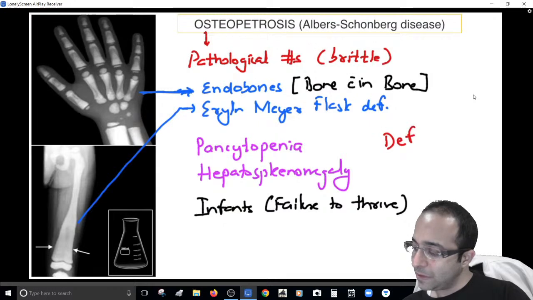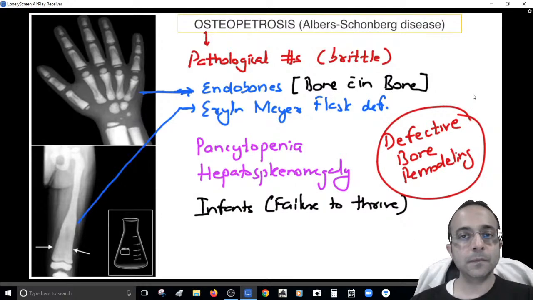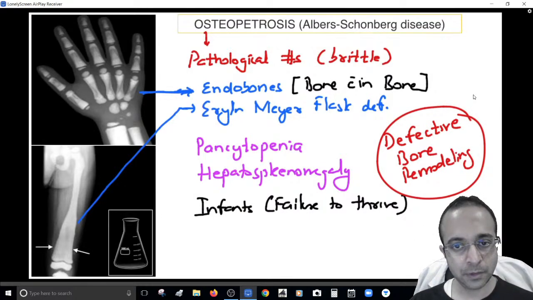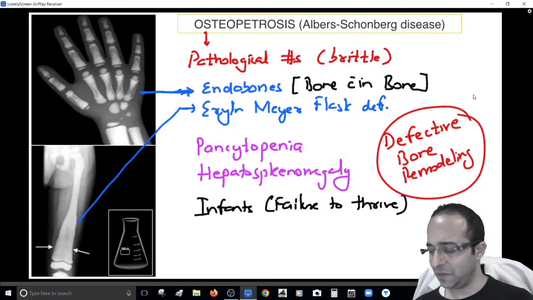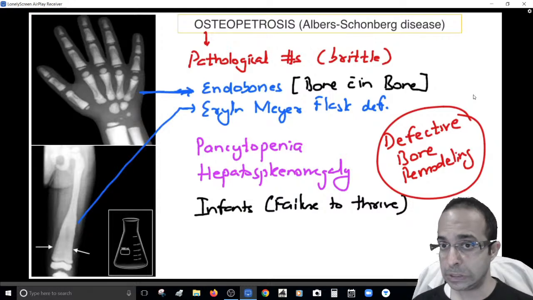The one line that connects all these three things, that's defective bone remodeling. Defective bone remodeling. So that's what leads to all these problems. I know you'll be thinking, defective bone remodeling, how would it lead to hepatosplenomegaly, pancytopenia? I'll explain that to you.